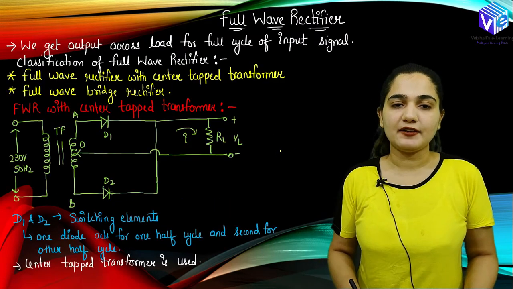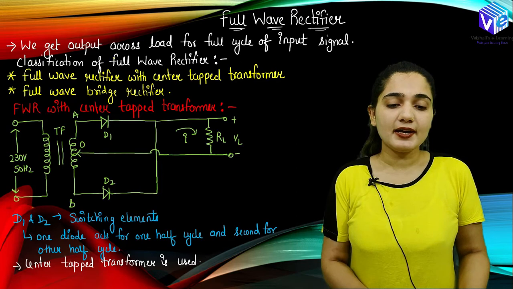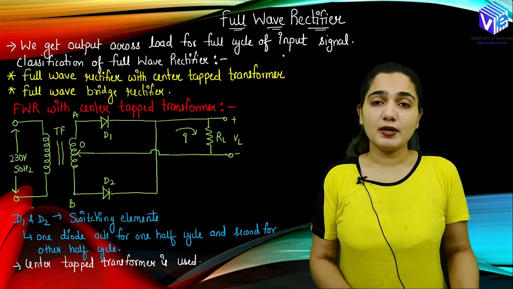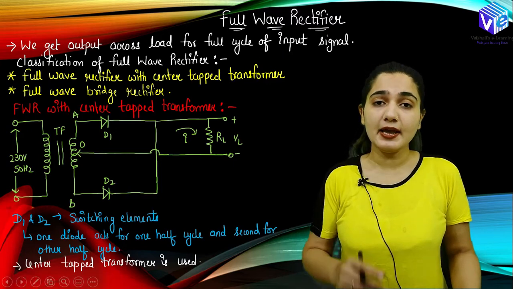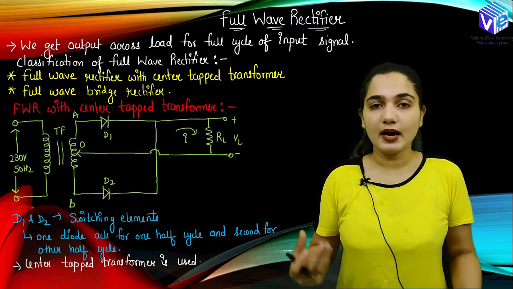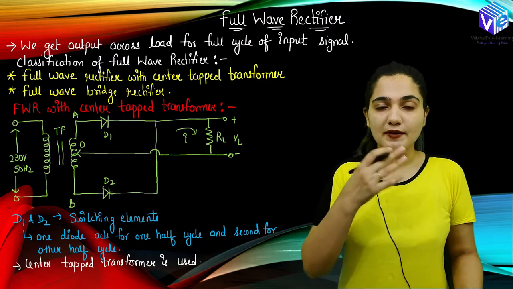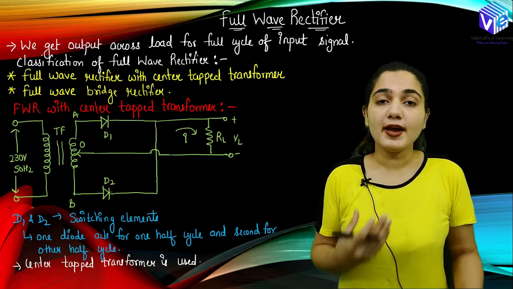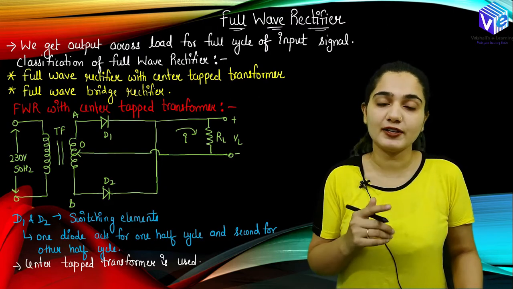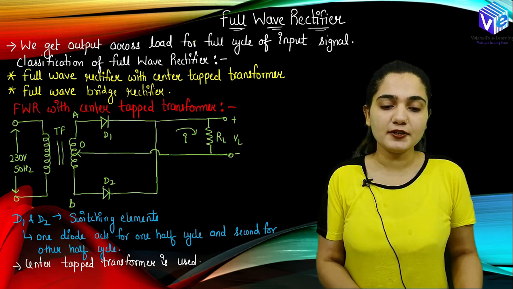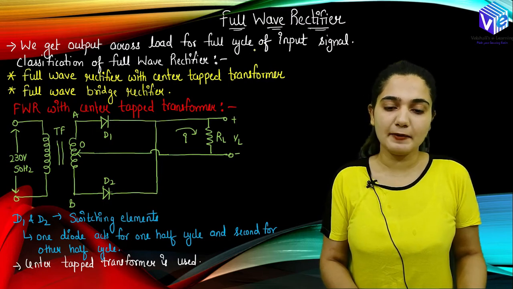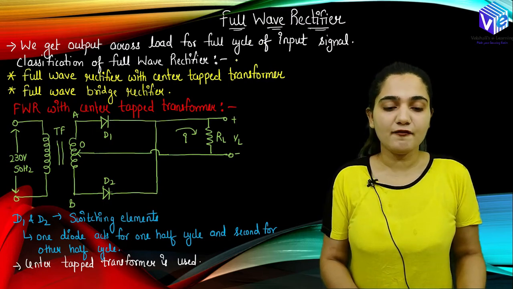What is a full wave rectifier? As the name suggests, we get the output across the load for the full cycle of the input signal. What was the problem in the half wave rectifier? Only when the input was in the positive half were we getting the output. We were not getting the output when we had the negative signal. Now here we will be getting a signal for both components of the input, the positive half as well as the negative half. So we get the output across the load for the full cycle of the input. We will never get a zero signal like we were having in the half wave rectifier.